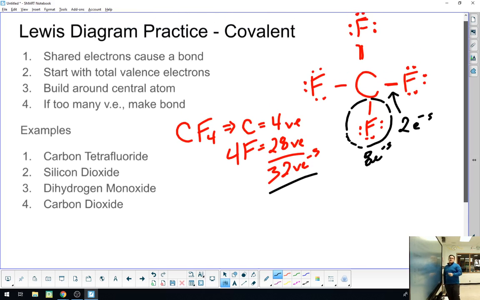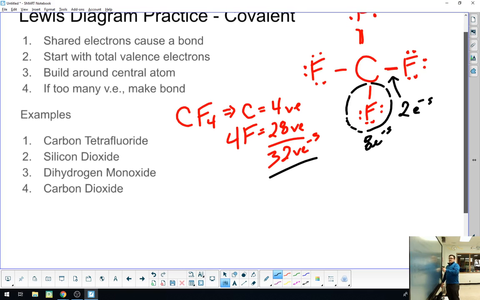I'm going to stay there for a hot second. Try silicon out for me. Look at silicon on the periodic table. Look at oxygen. See how many valence electrons you're going to have, and let's see what we get.